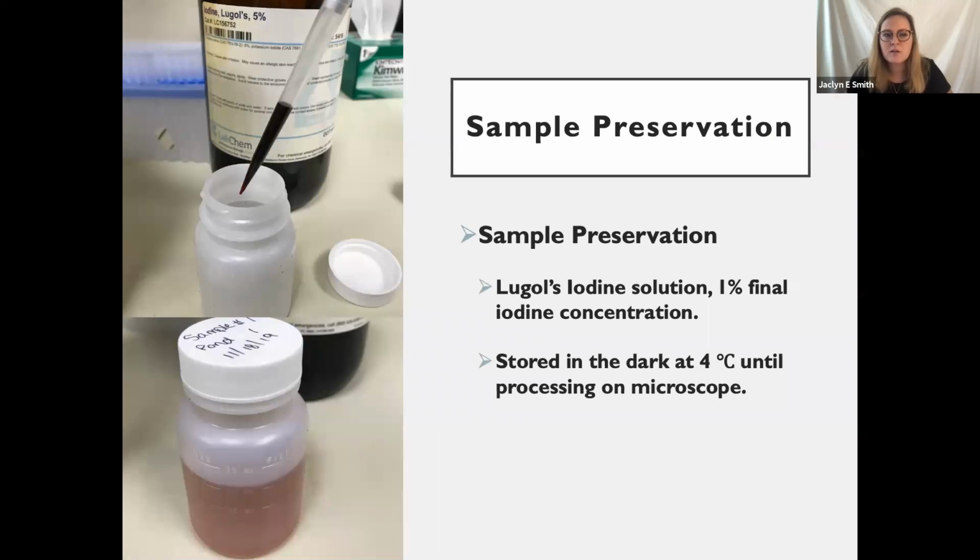A small subset of water was taken off and portioned for microscopy analysis. We preserved these samples with a Lugol's iodine solution to get it to about a 1% iodine concentration in the final volume of water. And then at that point, they were just stored in the dark in a fridge at 4 degrees Celsius until we were able to process them on the microscope. This varied, so usually somewhere between like the 3 to 8 month mark was about when we were able to process them.